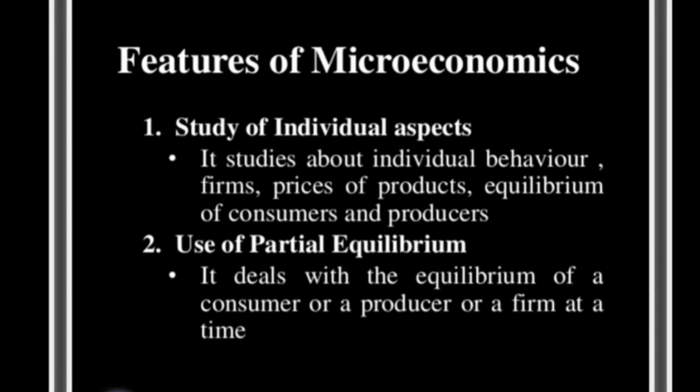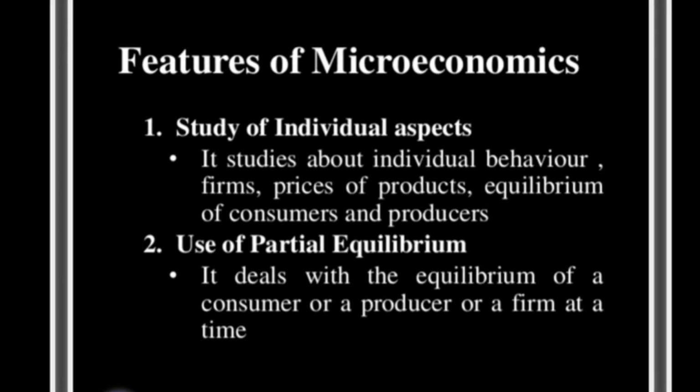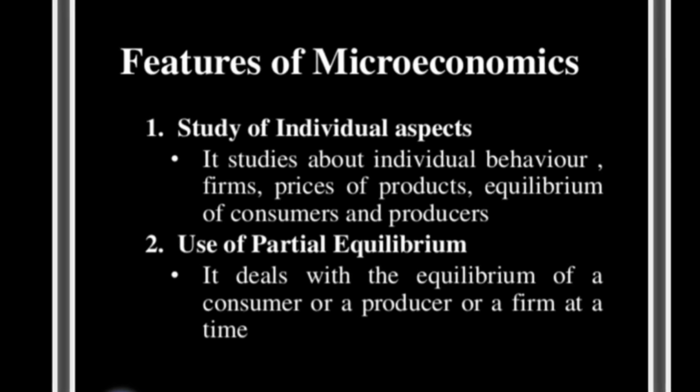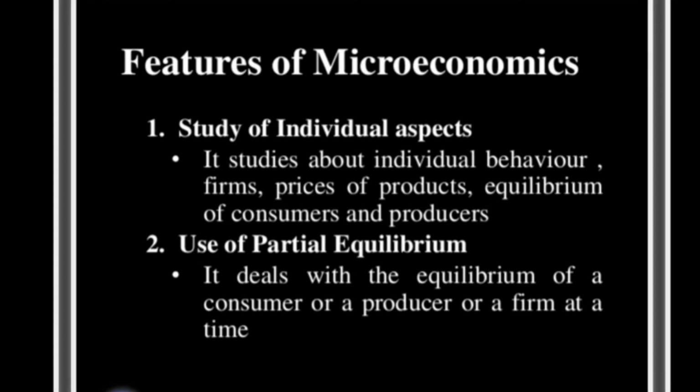Second point is use of partial equilibrium analysis. Equilibrium means what? Whenever two curves intersect each other. Just for example we can say when demand curve and supply curve intersect each other, it is called an equilibrium analysis. So microeconomics is helpful for partial equilibrium analysis. It deals with equilibrium of consumer, that is demand side, or a producer or a firm at a time. So second point is use of partial equilibrium analysis.